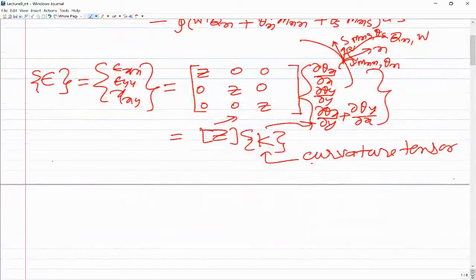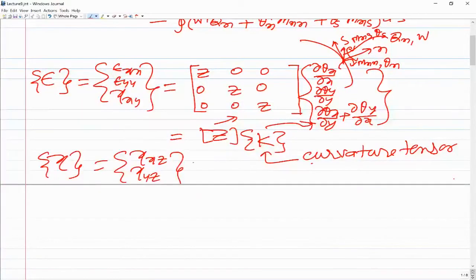Similarly, the transverse shear strain vector gamma consists of gamma xz and gamma yz, the transverse shear strains. This is simply theta x plus del w by del x and theta y plus del w by del y.